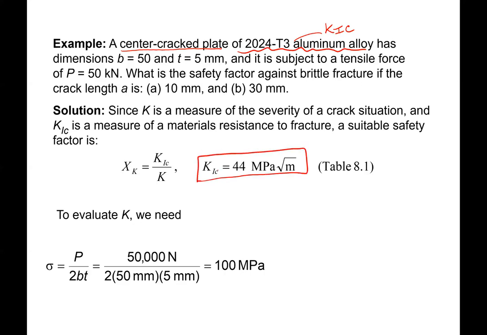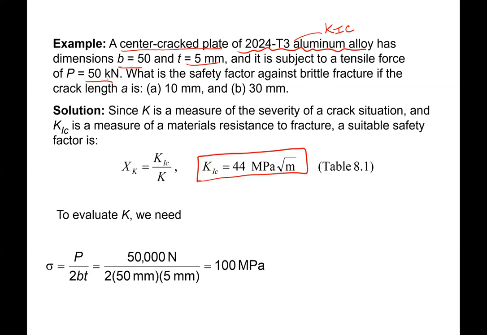So that's a given. Our sample has dimensions, B equals 50, T equals 5, and it's subject to a tensile force of 50 kilonewtons. And we want to know, what is the factor of safety against brittle fracture if the crack length is 10 millimeters versus B, a crack length that is 30 millimeters.